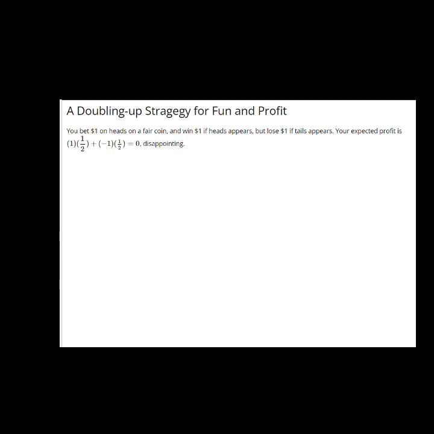Here's a doubling up strategy, which is commonly used by gamblers. The idea is this. You bet $1, say, on the heads in a fair coin, and you'll win $1 if the heads appears. You lose $1, of course, if tails appears. Then your expected profit is 1 times the probability of that, 1/2, minus 1 times the probability of that, 1/2, which turns out to be 0, and 0 is quite disappointing.